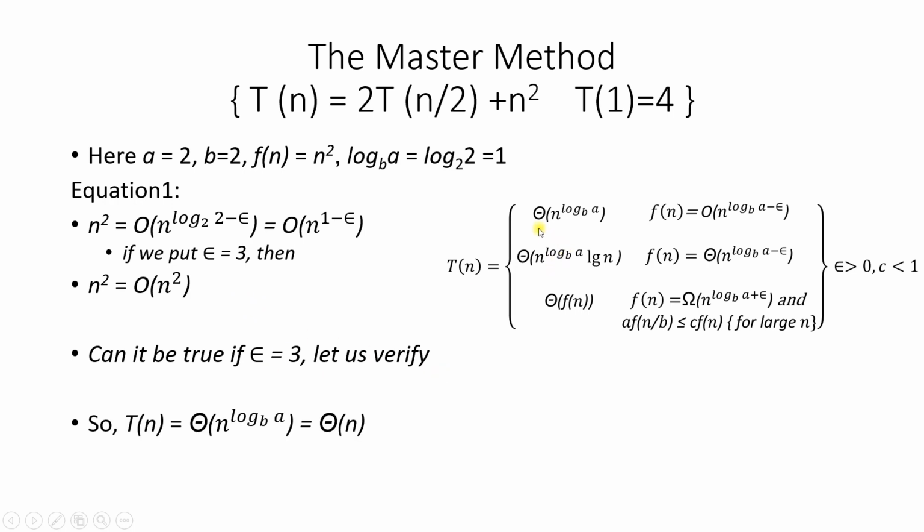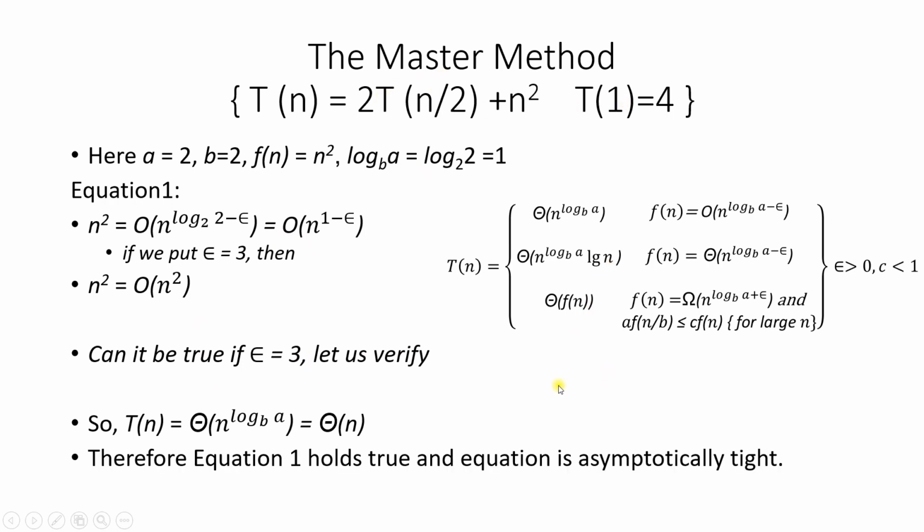So we place it in T of n. T of n is equal to theta n to the power log b a, and we get theta of n. So big O is the upper bound, and theta has to be between the big O and the big omega, which means that on the graph, or asymptotically, the theta value has to be smaller than the big O value, which is true over here. Hence equation 1 holds true for the master theorem for this particular equation, because it is asymptotically tight.